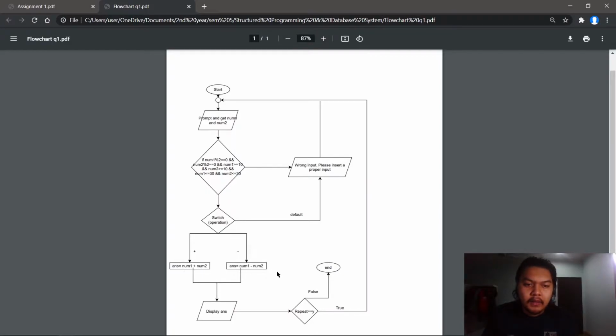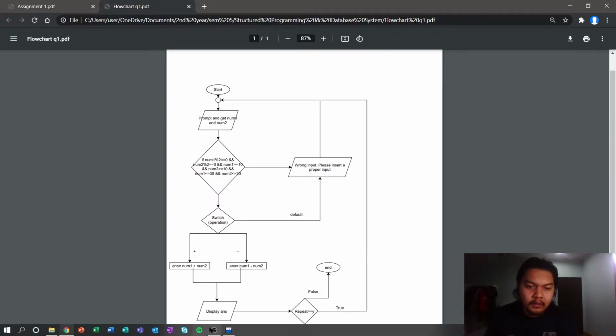When the calculation has been made, the program will display the answer and ask the user if they want to repeat again. If the user enters y, that is yes, true, the program will repeat to get number 1 and number 2. If the answer is no, it will be false, and the program will end.